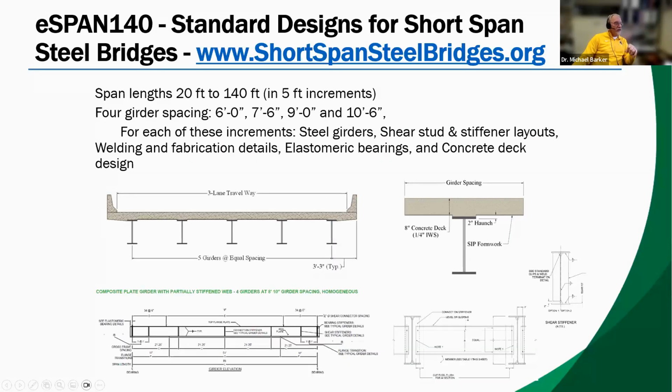The Short Span Steel Bridge Alliance many years ago developed what's called E-span 140, which are standard designs for short span steel bridges. It does both W shapes and plate girder bridges, from spans from 20 feet up to 140 feet in 5-foot increments, for 4 different girder spacings. For each design, it'll give you the steel girders, the shear stud and stiffener layouts, the welding and fabrication details, even the bearings and concrete deck design. I just have some pictures here to show you some typical details that it's going to put out when you ask it, what is a solution for this 80-foot span?